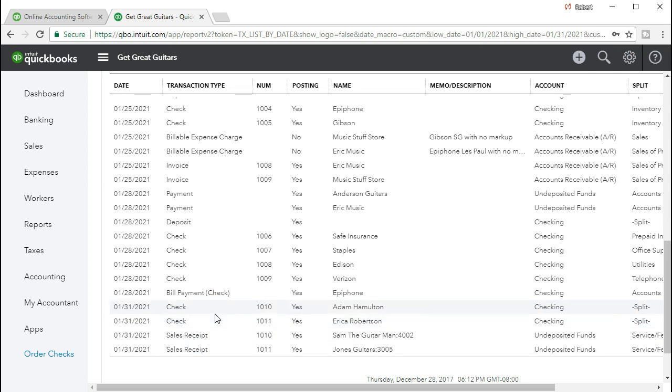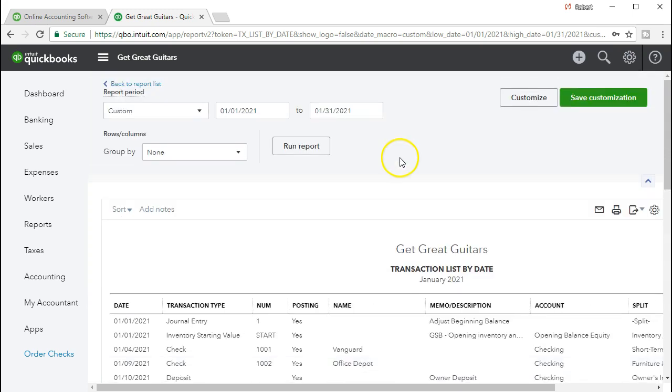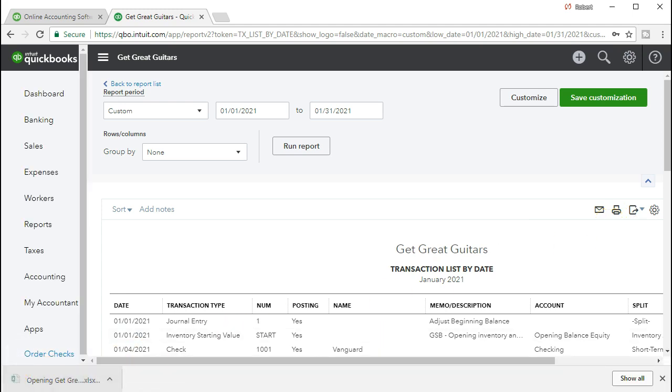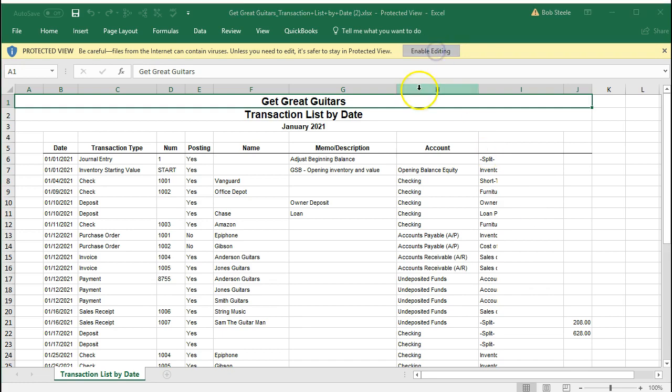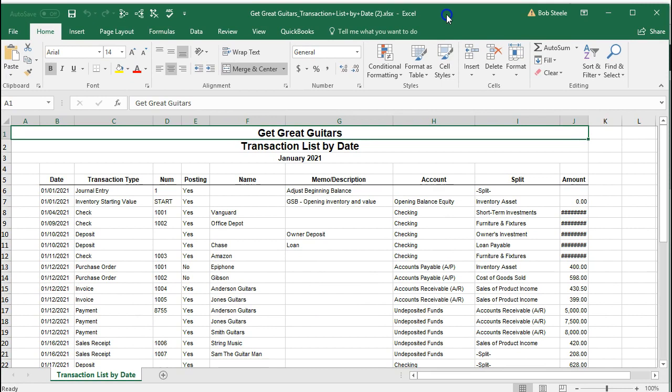So let's go ahead and print this report and export it to Excel. In order to do that, we're going to go up top. We're going to go to the Export to Excel. Here is our report. I'm going to close this. We'll enable editing. Now this one typically won't always fit on one page. Let's see if it does here.